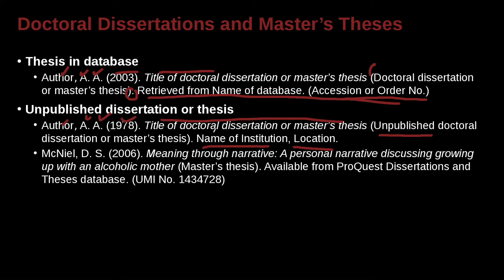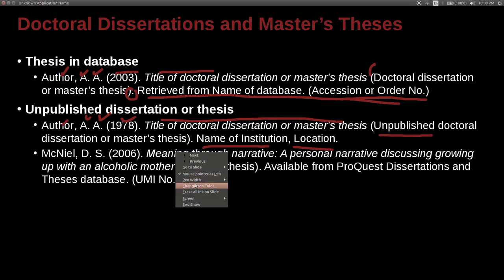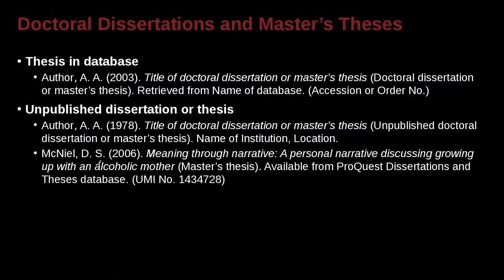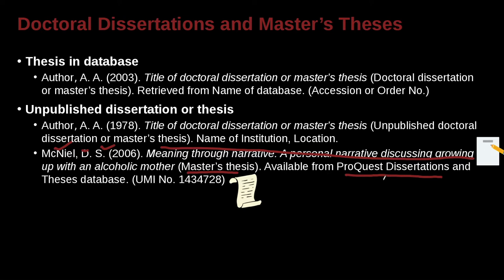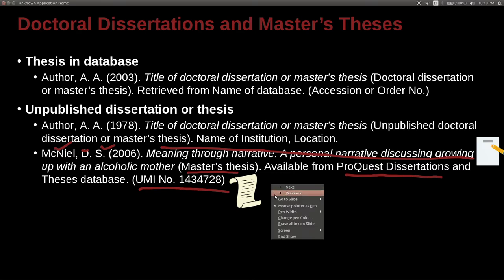And here's another example. Let me clear this so we can see it clearly. So we have the last name, first name, middle name, and here is the name of the dissertation. And then here we say master thesis. And this I got on ProQuest Dissertations Database. It's actually called ProQuest Dissertations and Theses Database. And here is the access number for that. That database has its own numbering system, so very helpful.